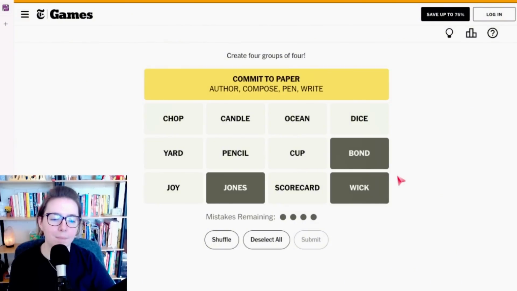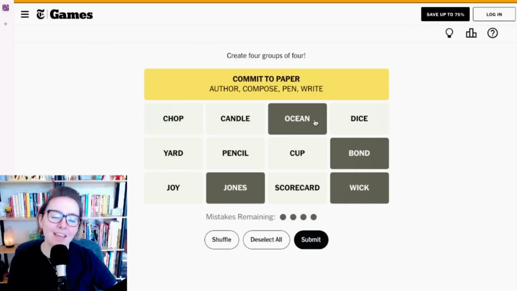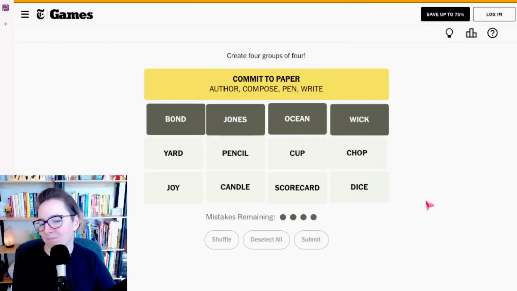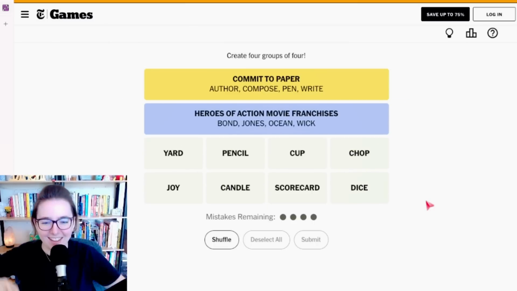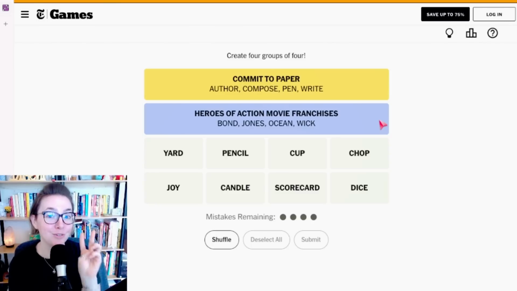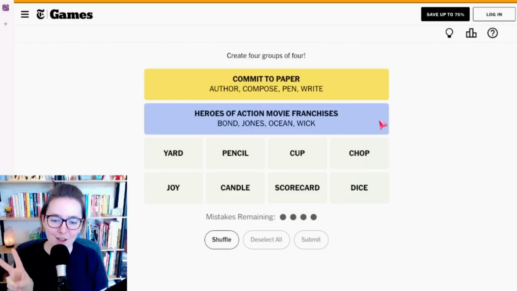So Jones, Wick, and Bond. And then if you are familiar with the movies Ocean's 11 and Ocean's 12, there's multiple movies. George Clooney plays a man named Frank Ocean. And Wick is John Wick. These are all very popular action movie characters. So I think heroes of action movie franchises. Okay, so we have two categories, two more to go.